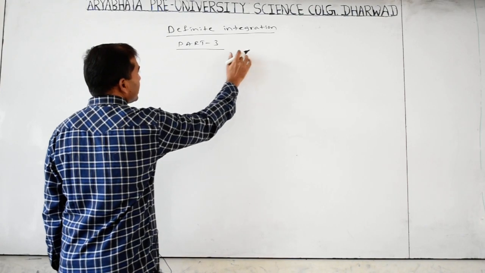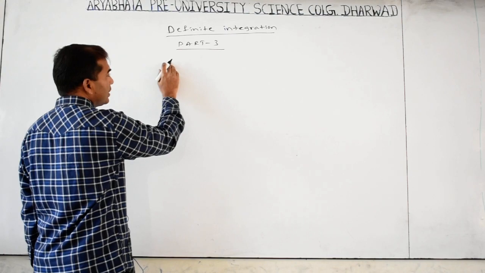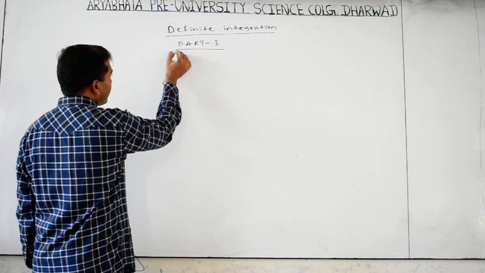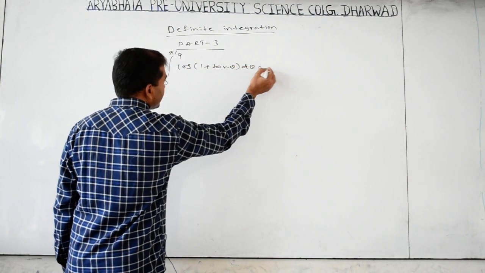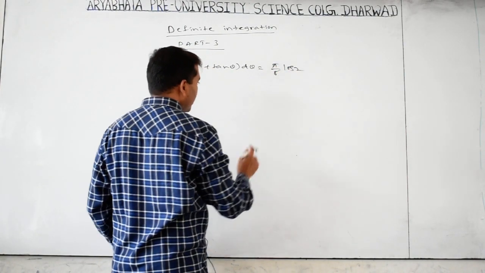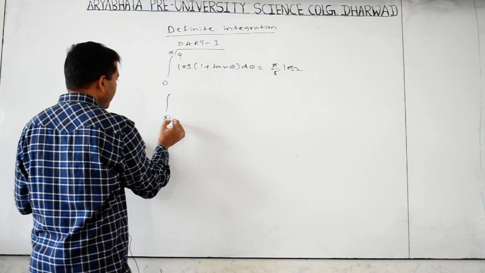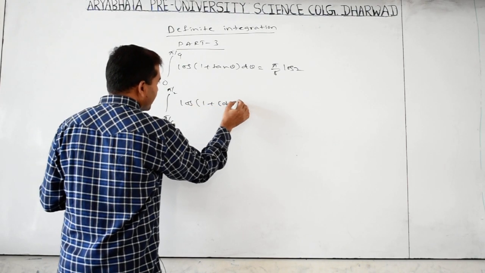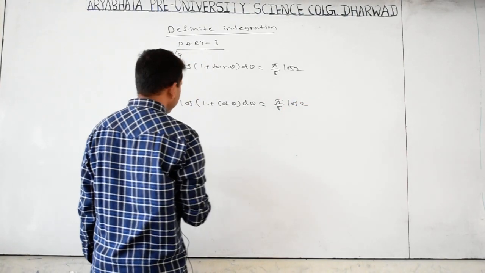In continuation of part 3, in the previous class we discussed properties of definite integration and some standard results. So the integral from 0 to pi by 4 of log of 1 plus tan theta d theta equals pi by 8 log 2. This is the standard formula. Once again, I am explaining, the integral from pi by 4 to pi by 2 of log of 1 plus cot theta d theta is also pi by 8 log 2.